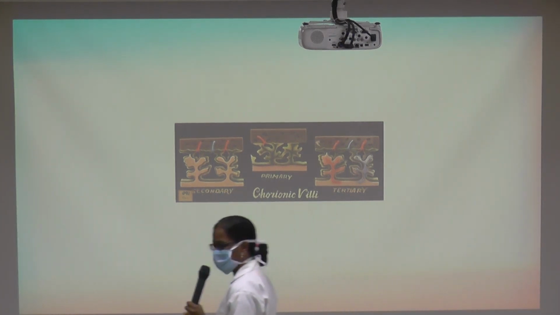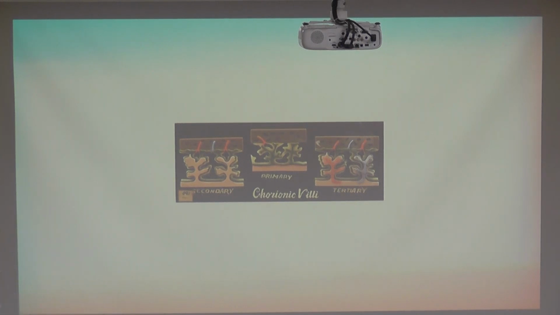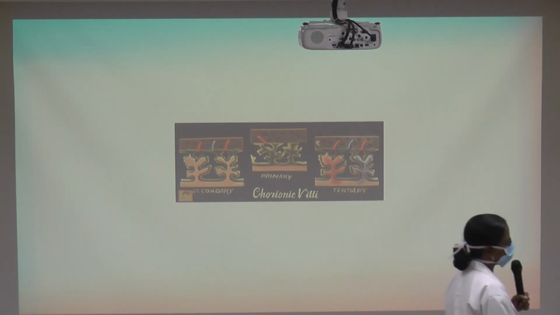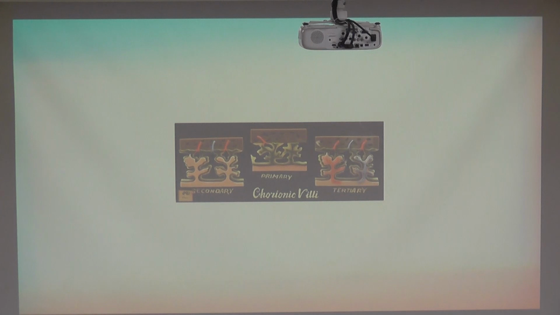So when this chart is given, you have to say what is primary, secondary, tertiary, what are its components, and at which day each is formed. So can you tell me when is primary formed, when is secondary, when is tertiary formed? Primary placental villi, when is it formed? Day or week, or day is better, I think. Primary, secondary, and tertiary. Primary villi, day 13, day 15, day 17.